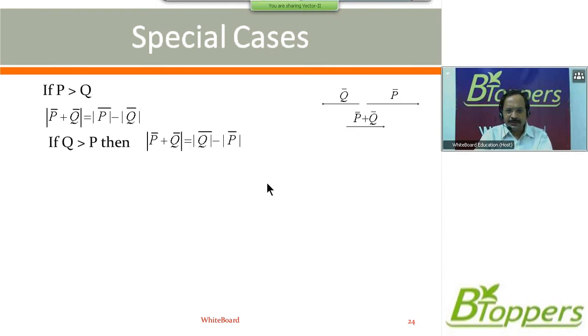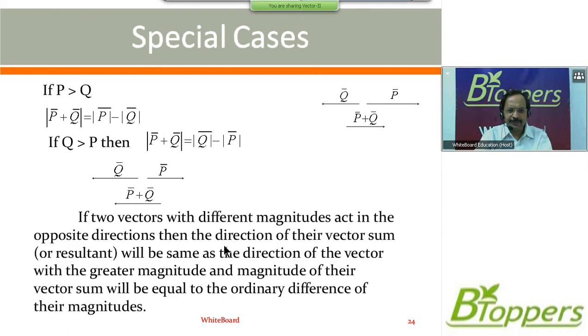Suppose P bar and Q bar act in opposite directions, but magnitude of Q bar is greater than magnitude of P bar, then magnitude of the resultant of P bar and Q bar will be equal to magnitude of Q bar minus magnitude of P bar. But direction of the resultant of P bar and Q bar will be in the direction of Q bar. That means in the direction of vector with greater magnitude.